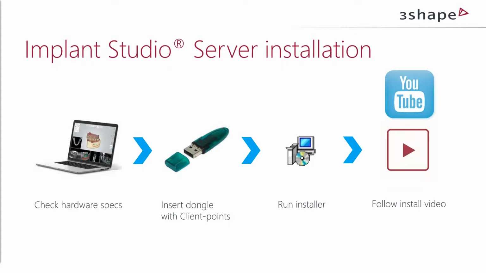That's about the license. Then we run the installer, and it's also very important to make sure that the version of Implant Studio you're using on both computers, on the server and on the client PC, is the same. So the version of the software should be the same. We simply run the installer by choosing full installation. This is how we install a server.